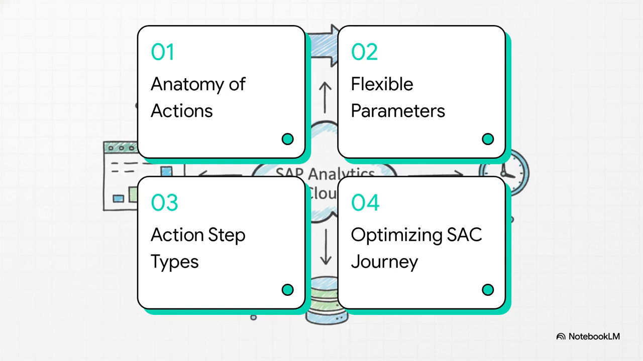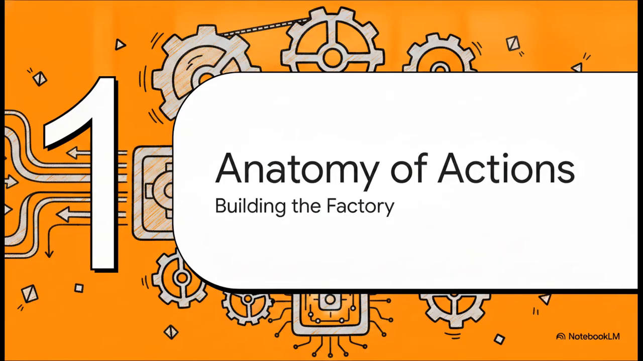So here's our roadmap for this explainer. First, we'll look at the anatomy of data actions. Then we'll explore flexibility through parameters. Third, we're going to dive into exploring action step types. And finally, we'll wrap up with optimizing your SAC journey. All right, let's get into it.